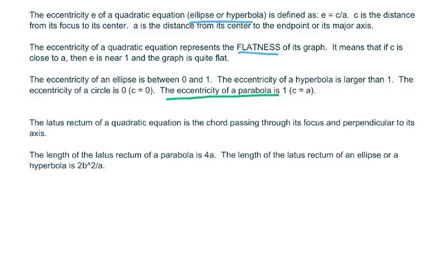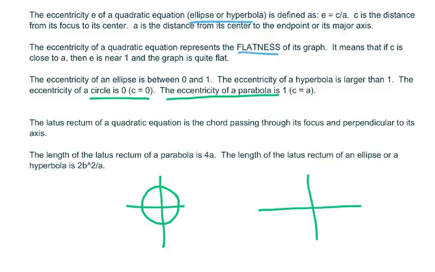The eccentricity of an ellipse is between 0 and 1. And for the circle, the eccentricity is 0. The circle is round, so it's not flattening out anywhere. However, when we get to an ellipse, we're flattening out both pieces. We're like squashing the circle. So this is actually quite flat here.